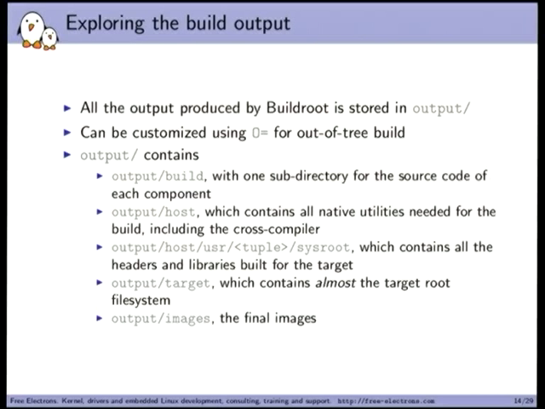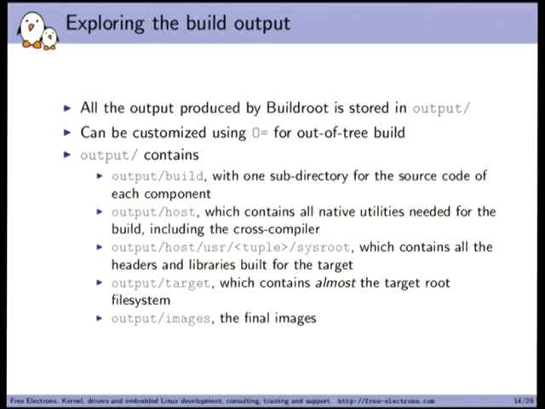In output/host/usr/<tuple>/sysroot, where the tuple is your architecture, typically something like arm-unknown-linux-gnueabi, Buildroot installs all the headers and the libraries that have been built for the target. It allows the cross-compiler to find them and build more libraries and more applications on top of the libraries that have been built previously. That's what allows us to solve the dependency tree.